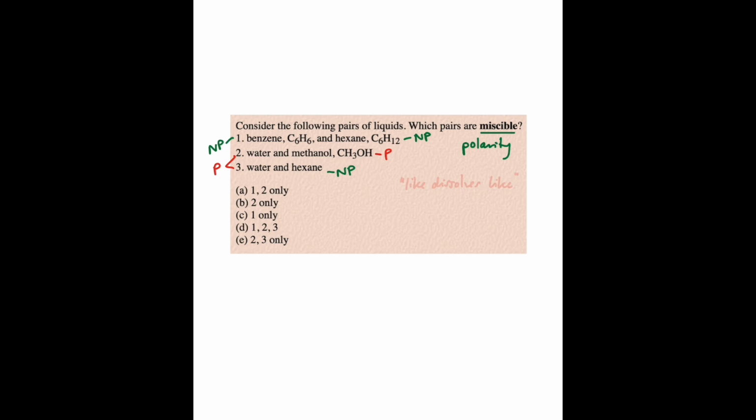So now for miscibility, you may have heard the expression like dissolves like. So in this instance, if you have two nonpolar compounds, they would be miscible. If you have two polar compounds, they would be miscible. And if you have a mixed pair, then they would be immiscible, meaning that they do not mix with each other. So if we look through, we see that pair 1 is both nonpolar and pair 2 is both polar, but 3 is a mixed pair, so our final answer is A.